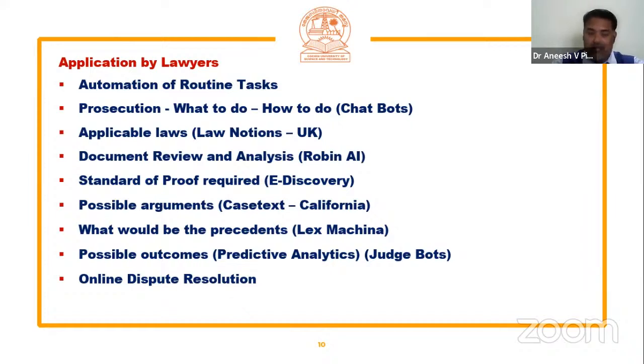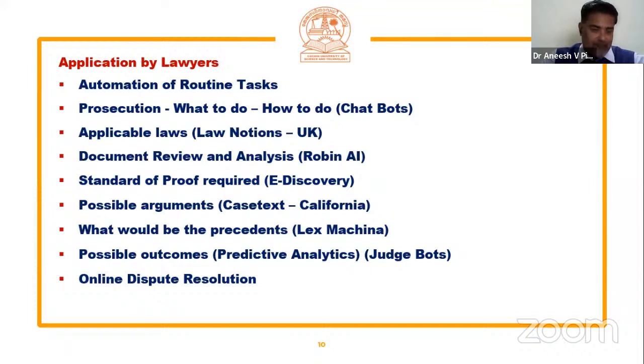Then possible arguments. What sort of arguments are possible from each side? There is an artificial intelligence tool which is being rapidly used in the state of California in America. That is CaseText. This CaseText is an artificial intelligence tool which is being used in California by lawyers to identify what sort of arguments are possible in this case. So the prosecution side or plaintiff's lawyer can get the arguments, and the defendant's lawyer also can get the arguments, and they can easily find out what can be the counter arguments for that. So that is also another advantage.